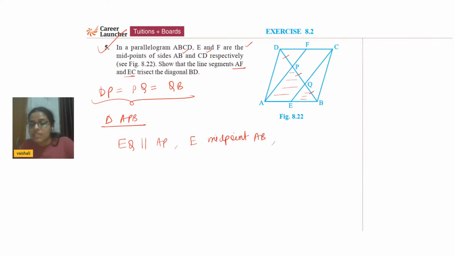So if E is the midpoint of AB, it must bisect the third side. So it means my Q is also the midpoint of what? PB. Okay? From midpoint theorem, I can say that my EQ is equal to half of my AP. Right? But does it help us to prove anything? क्या prove हो रहा है इससे exactly? Or is there something else that we can make use of to prove the same? Think and tell me.